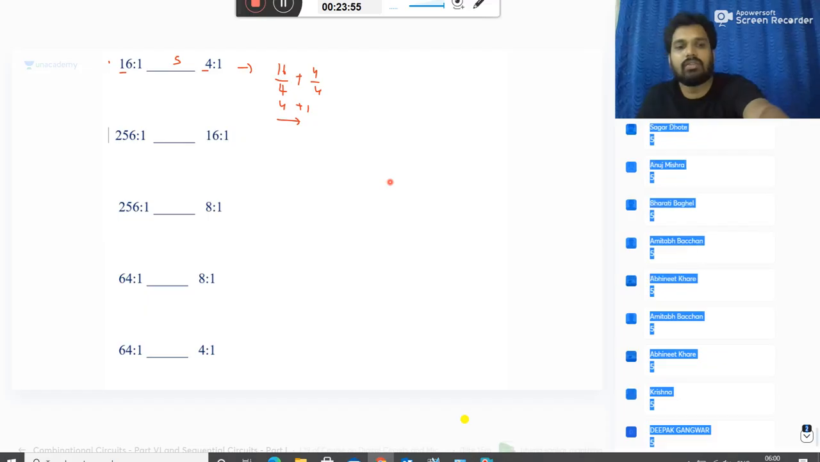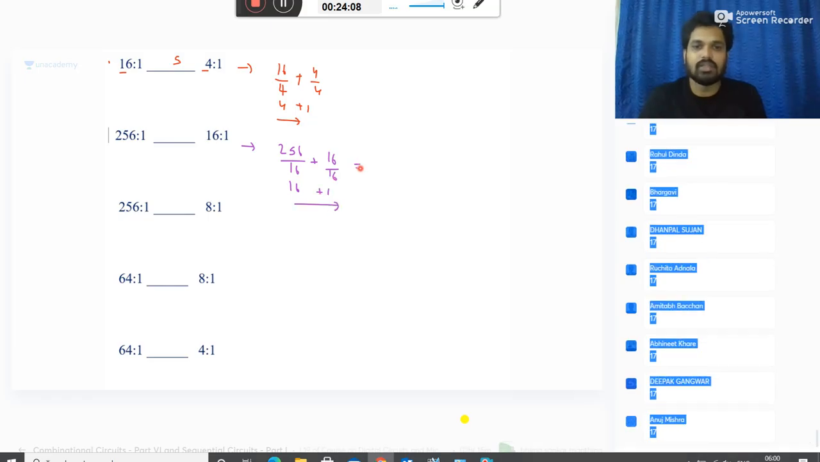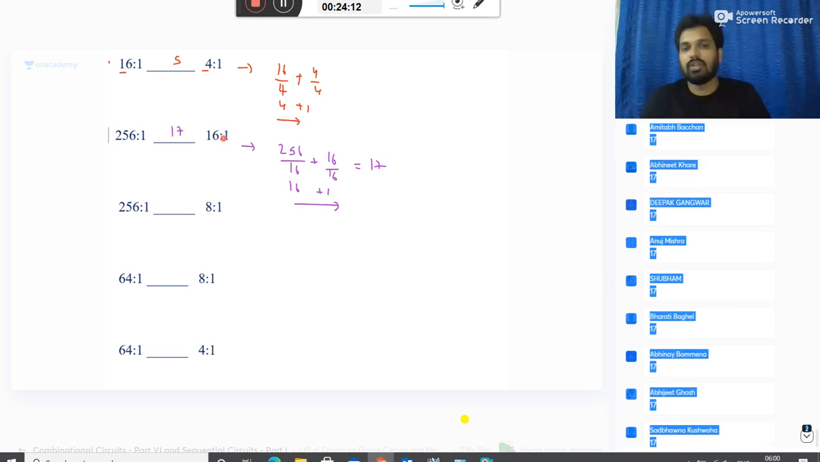Okay, next, this one. Divide 256 by 16, you will get 16. Yes, 16 by 16, you will get 1. How many multiplexers are required? 17. So here your answer is 17.